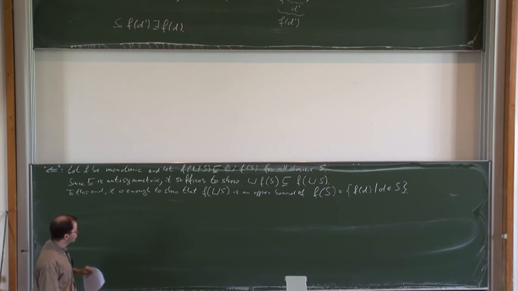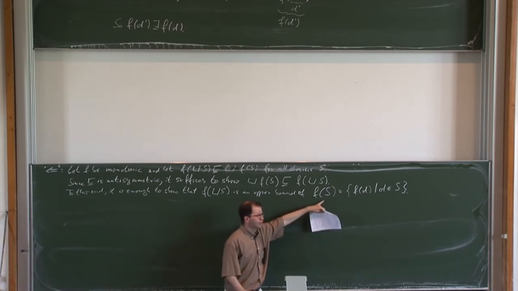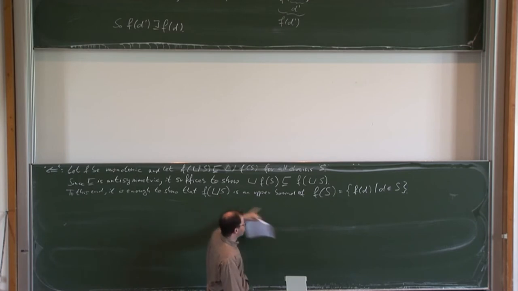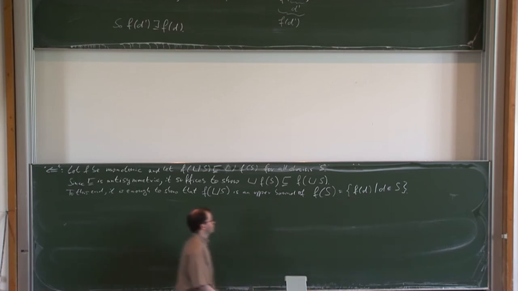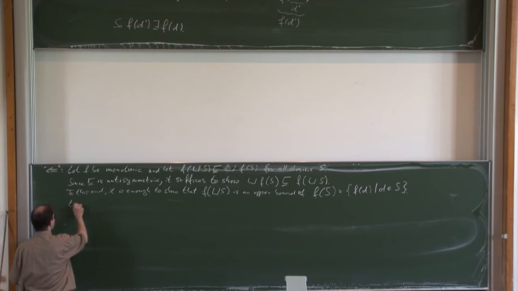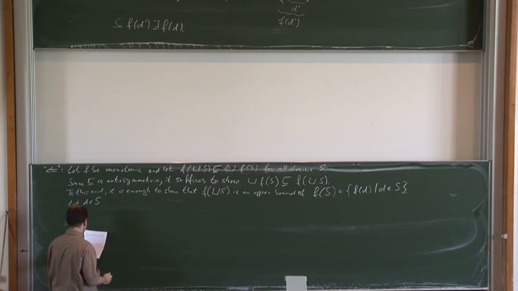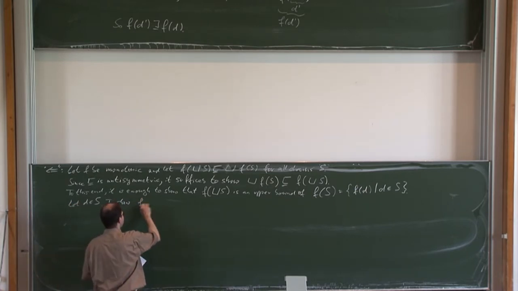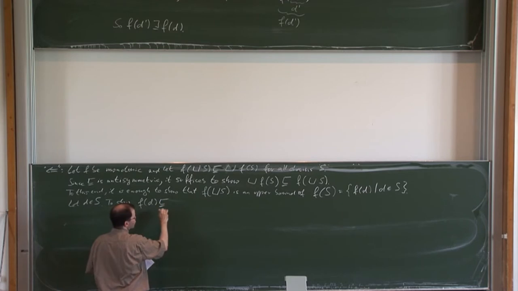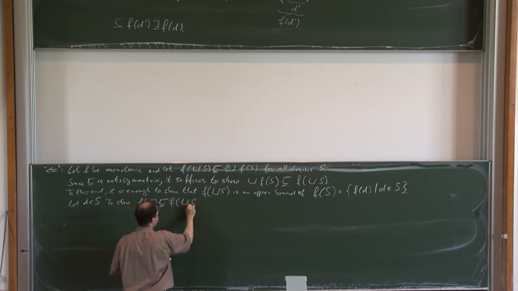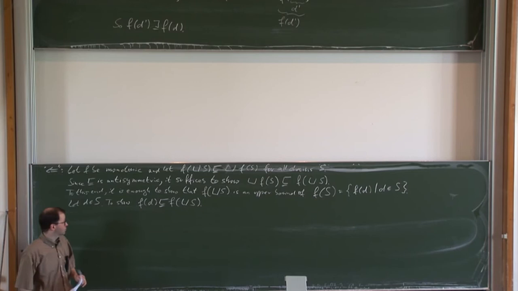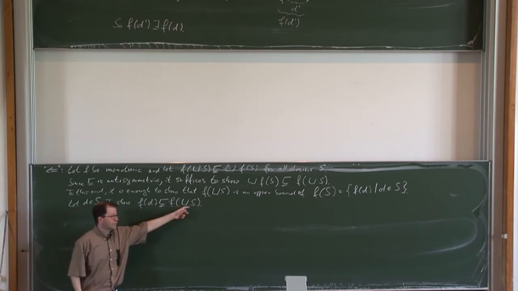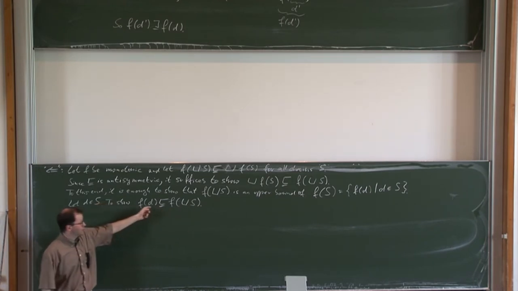Okay, so in order to show that this is an upper bound of that, we have to show that this thing is bigger than every element of this. So we take some d out of S, and we have to show that f of d is smaller or equal than f of this upper bound. If this holds, then this is bigger than every element f of d.